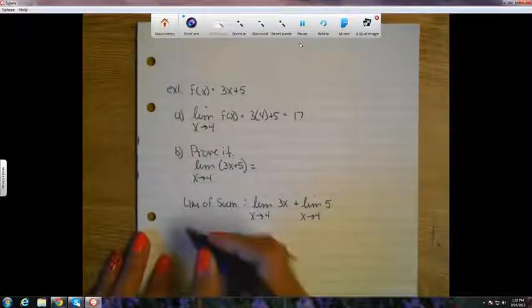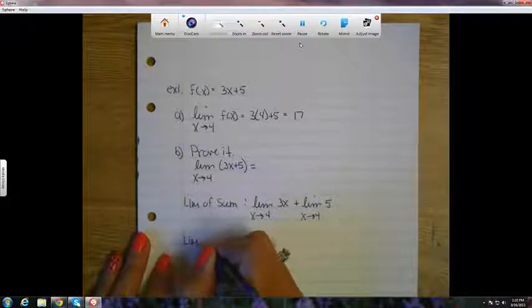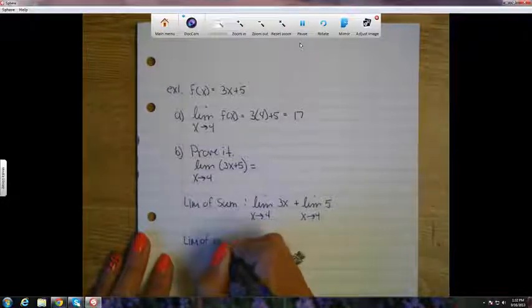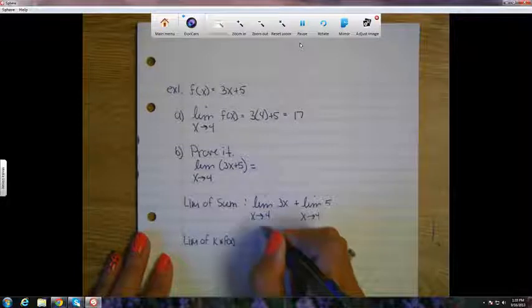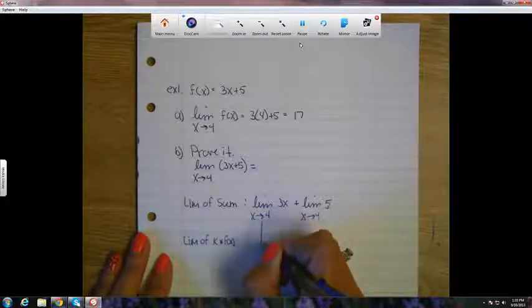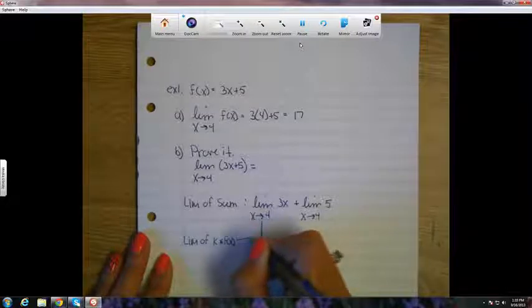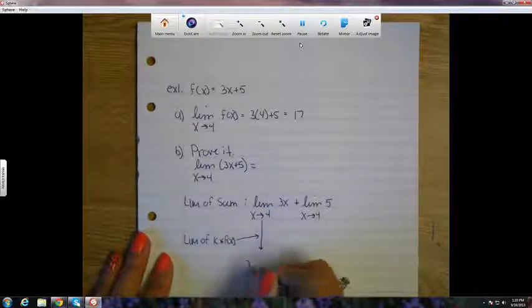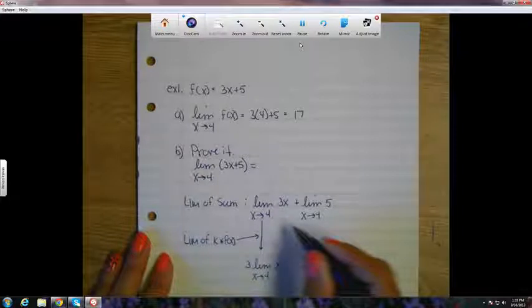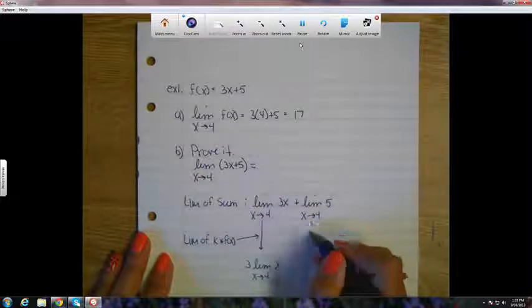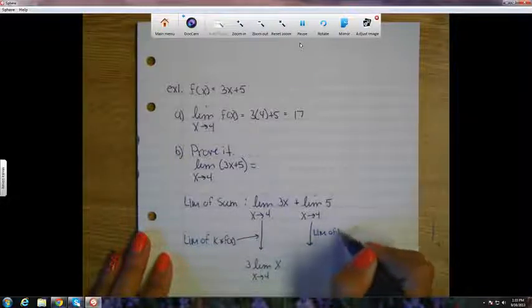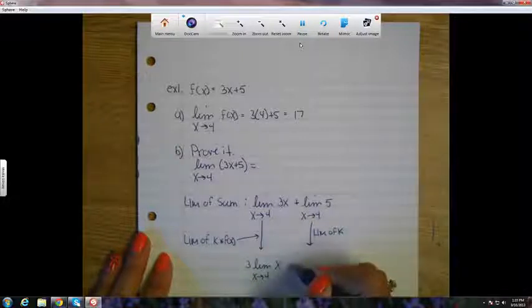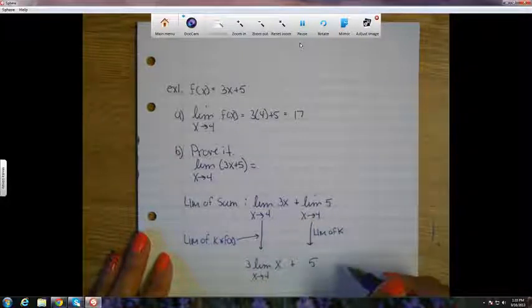So, using limit of k times f of x on this one, I'm going to go like this. That's that one. I can break that up into 3 times the limit as x approaches 4 of just x. All I do is pull the 3 out in front. This one, I'm going to use limit of the constant function, which is just whatever the constant is, 5. Now I'm ready for this one.